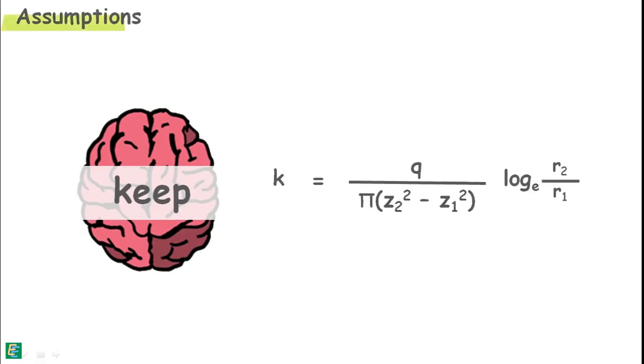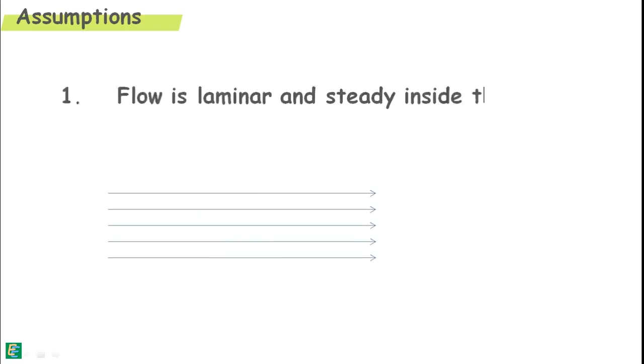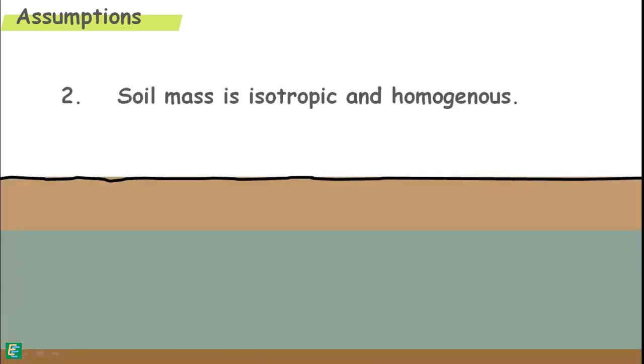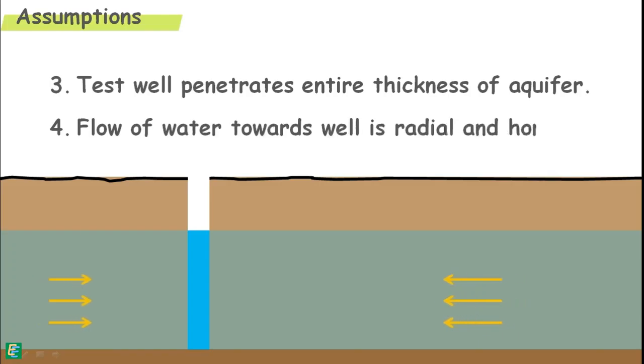We should keep in mind that in obtaining this value of permeability of the soil, we have assumed certain things. First, we assumed that the flow is laminar and steady inside the soil. Second, we assumed that the soil mass is isotropic and homogeneous. Third, we assumed that our test well penetrates the entire thickness of the aquifer. And with that, we assumed that the flow of water towards the test well is only radial and horizontal, and water does not enter the well from the bottom.